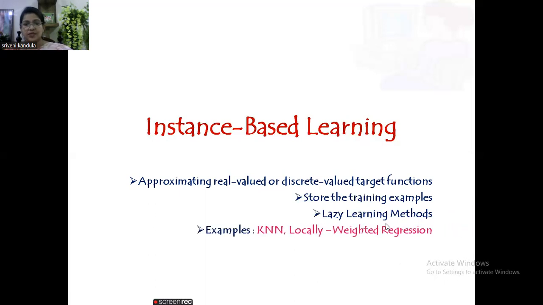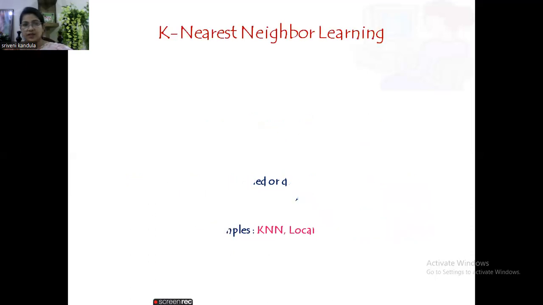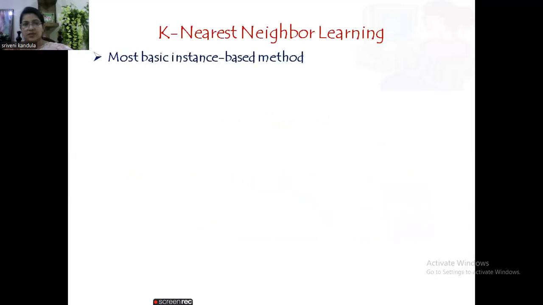The examples for these are KNN and locally weighted regression. When we go through the examples, you will be more clear why we are calling it a lazy learning method. Let us get into the details.